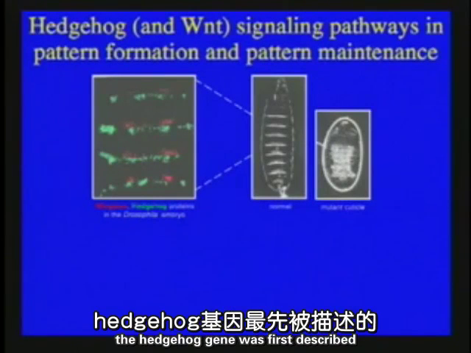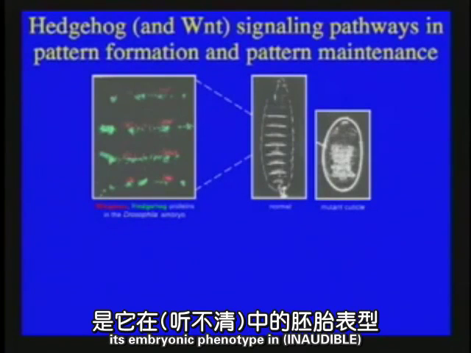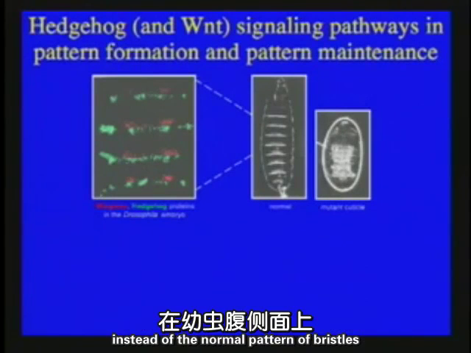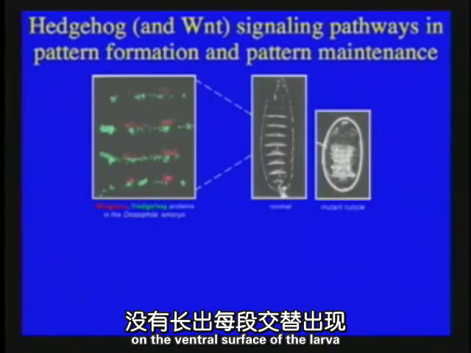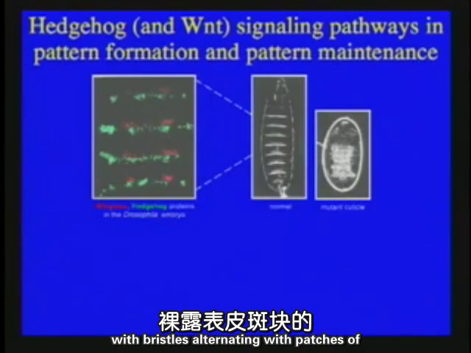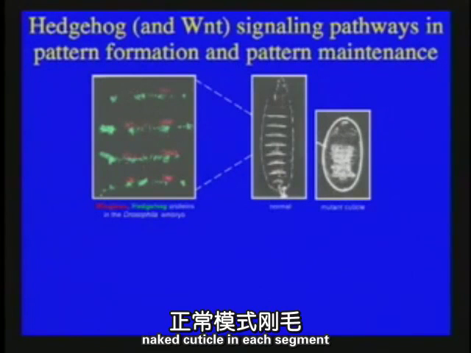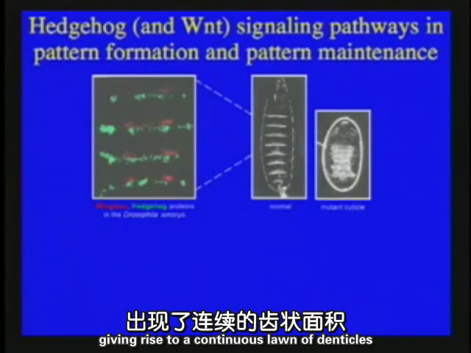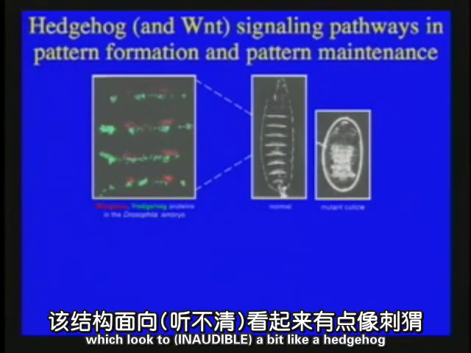The hedgehog gene was first described, by its embryonic phenotype, in Drosophila, where the consequence of mutating hedgehog is that instead of the normal pattern of bristles on the ventral surface of the larva, with bristles alternating with patches of naked cuticle in each segment, the naked cuticle is lost in the mutant, giving rise to a continuous lawn of denticles which look to Nusslein-Volhard and Wieschaus a bit like a hedgehog.